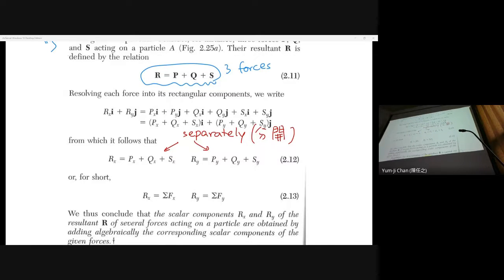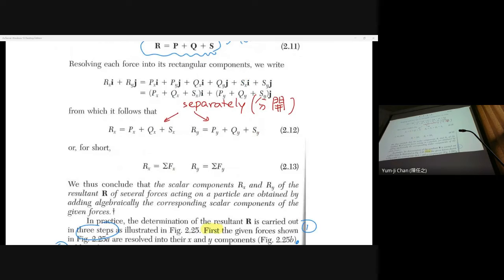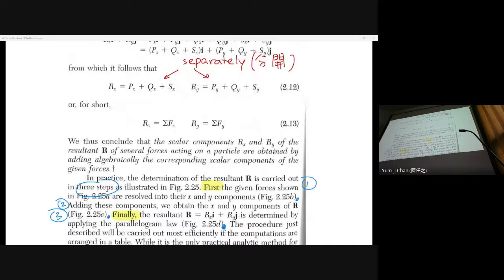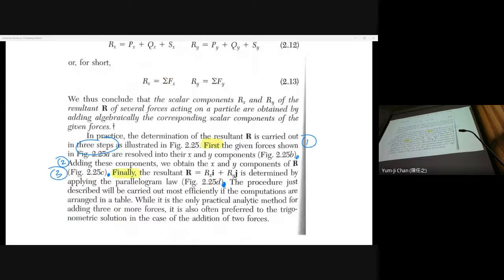And of course you know how to do the mathematics. In this book, it tells you that it can be done in 3 steps, and at last the book says the procedure will require almost efficiency. Computations are arranged in the table here. Efficiency means this one, and this one is table.